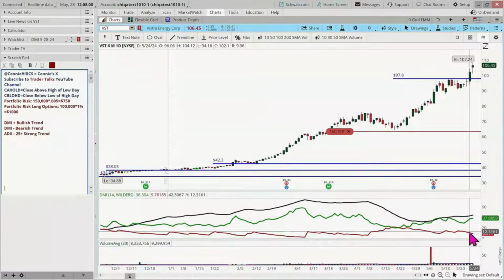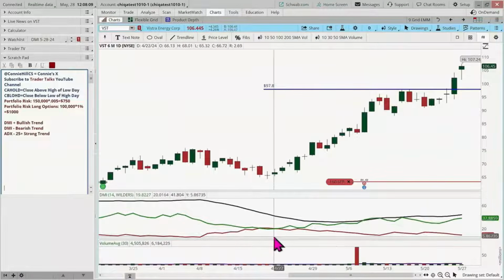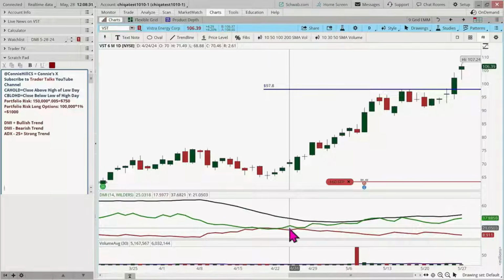Some traders might look for that crossover. And so let's see when was the last time this crossed over. And I'm just going to zoom in here so we can see the details better. And it looks like maybe back here in April, maybe around April 22nd, 23rd, something in that neighborhood, the green line went above the red line. So at that point, we'd call that a crossover. And whatever the trend is on top is the more dominant trend, in this case, bullish.